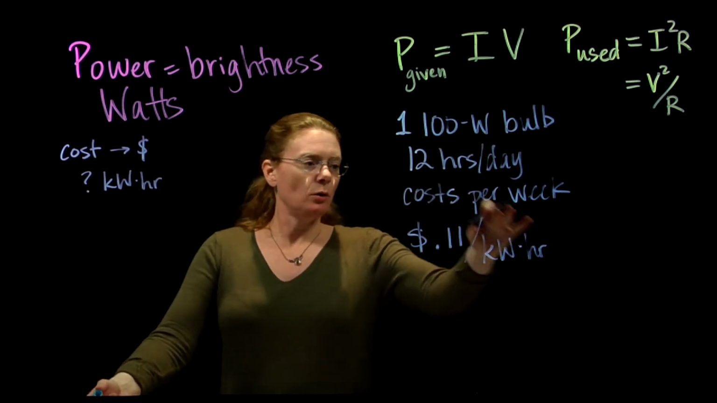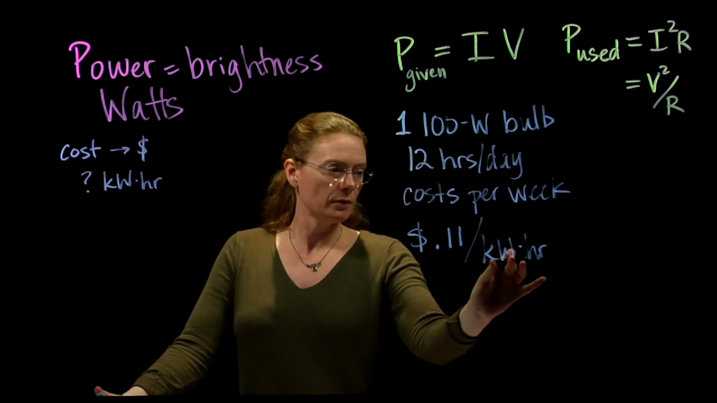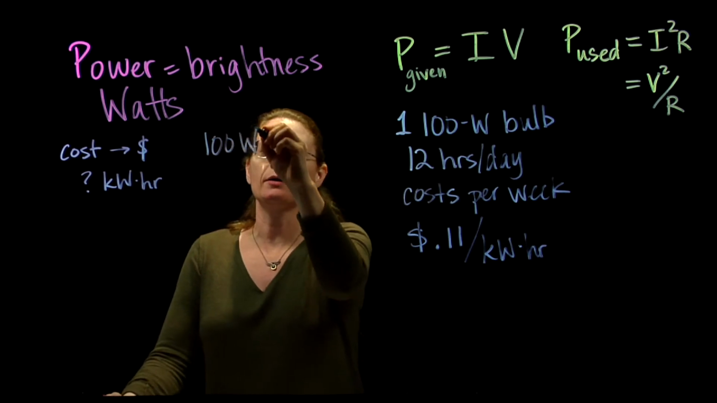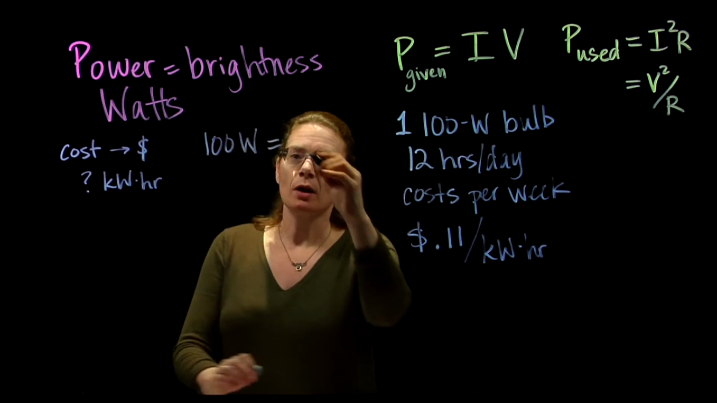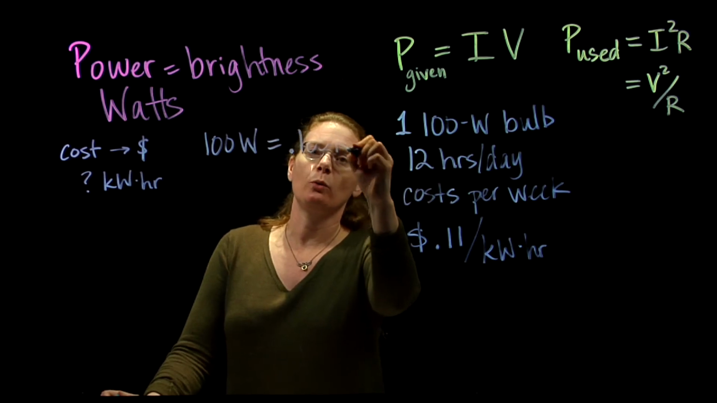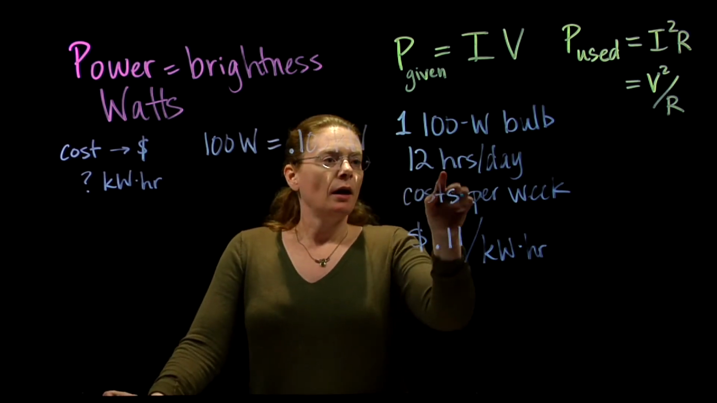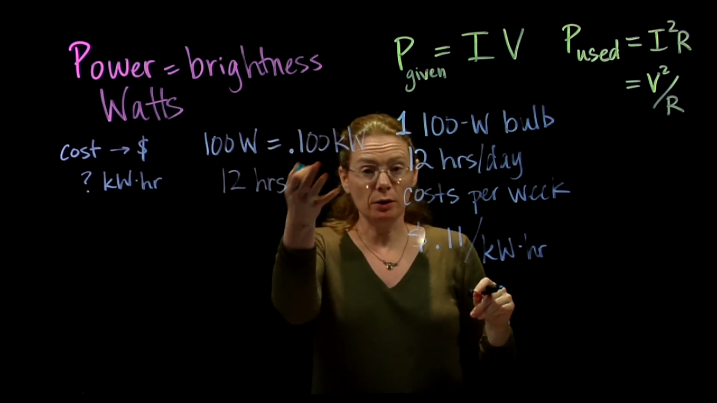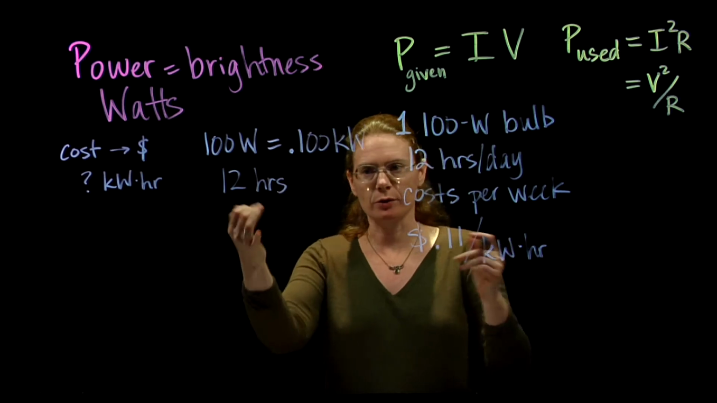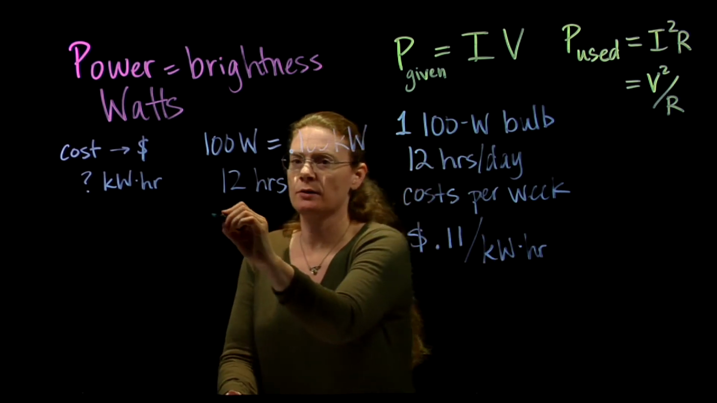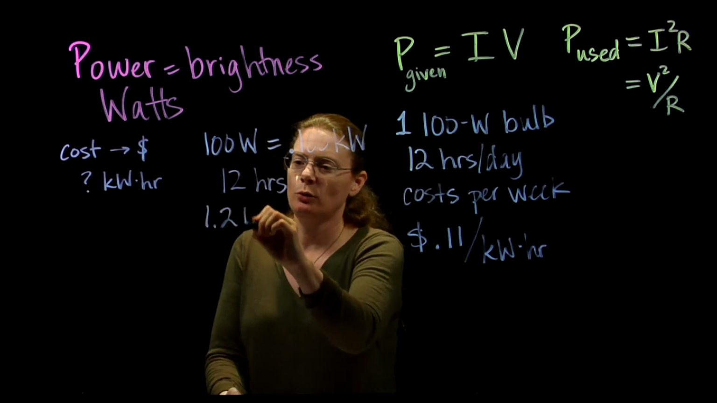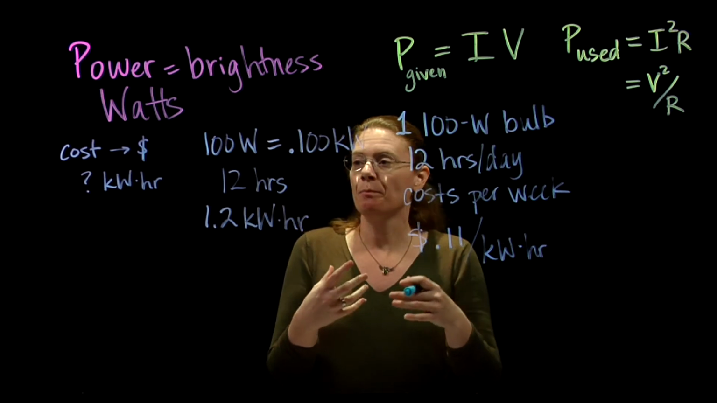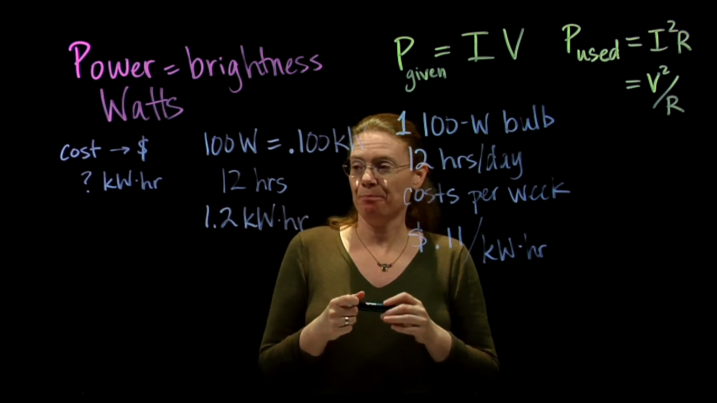All right, so kilowatt hours, just look at the unit. We have kilowatts times hours. Well, I already know my watts, so 100 watts, I have to convert that to kilowatts. So divide by 1,000 to get 0.1 kilowatts. And it's 12 hours a day, so my time is 12 hours. I can just multiply those two to get kilowatt hours. So 12 hours times 0.1 kilowatts, I use 1.2 kilowatt hours a day. This bulb uses up 1.2 kilowatt hours a day.